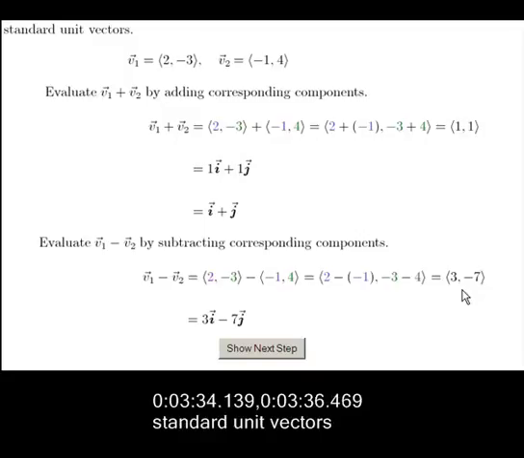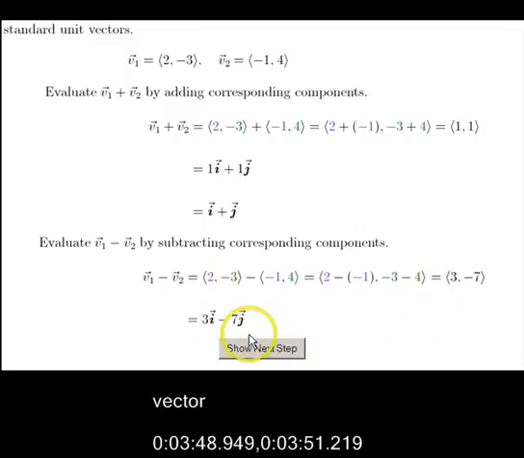And then to use the standard unit vectors, we multiply the horizontal component by the i vector and the vertical component by the j vector, so that our difference is 3i minus 7j.